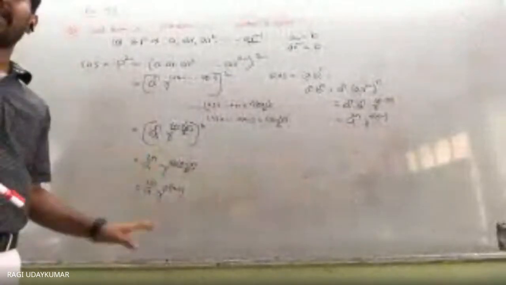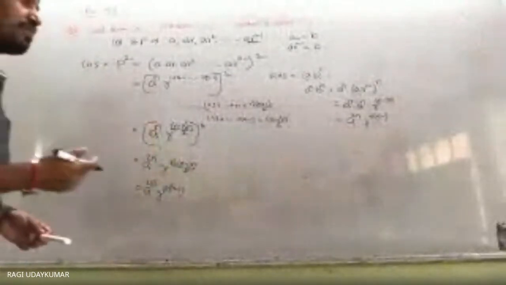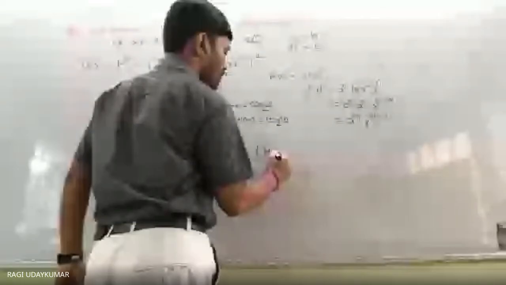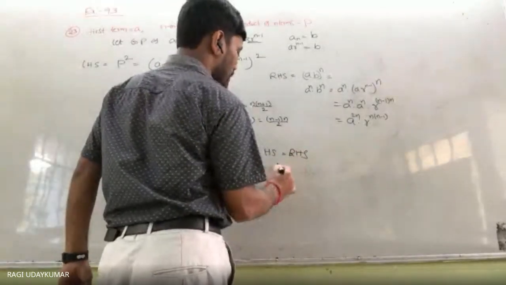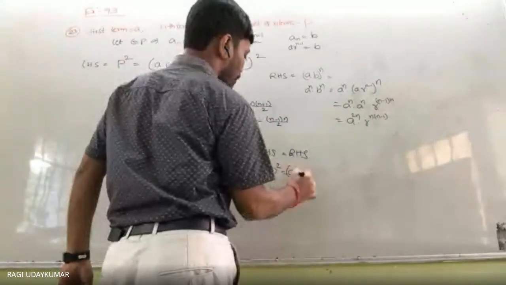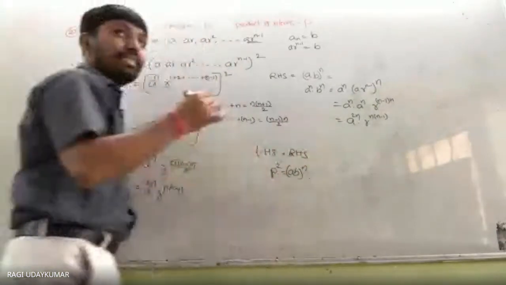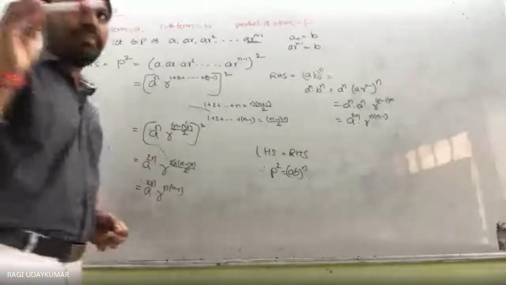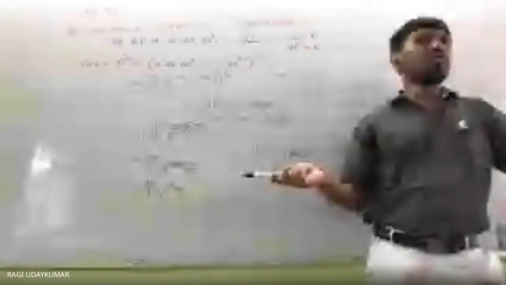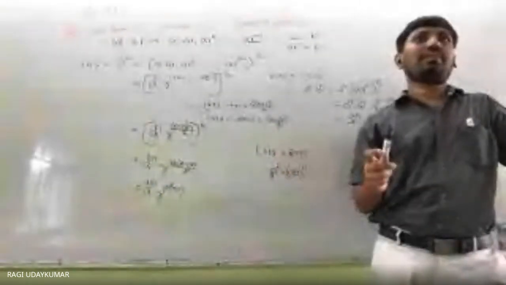Both are same. You can extract this directly, but you may not have got the idea, that's why I told you like this. Now LHS is equal to RHS. So LHS is equal to RHS. So from this you can say that P square is equal to ab whole power n. This result you can remember. This will be useful to you in competitive exams. It is used in JEE. This result you can remember.